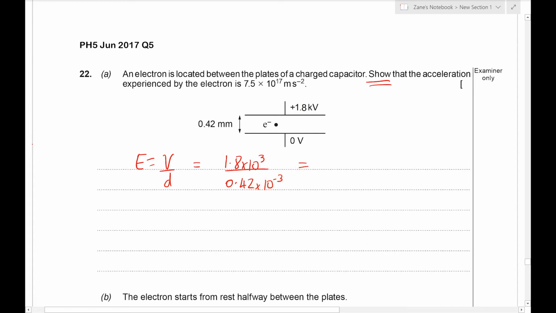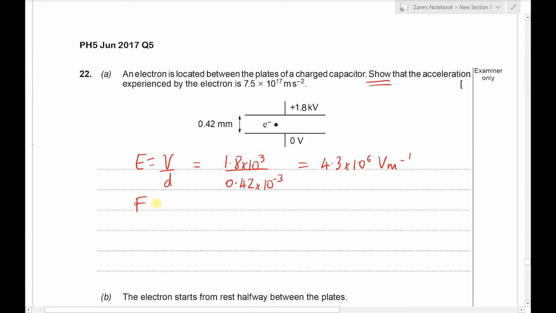So putting those into the calculator, we find that the electric field strength is about 4.3 times 10 to the 6 volts per meter or newtons per coulomb. This equation tends to lend itself better to volts per meter.